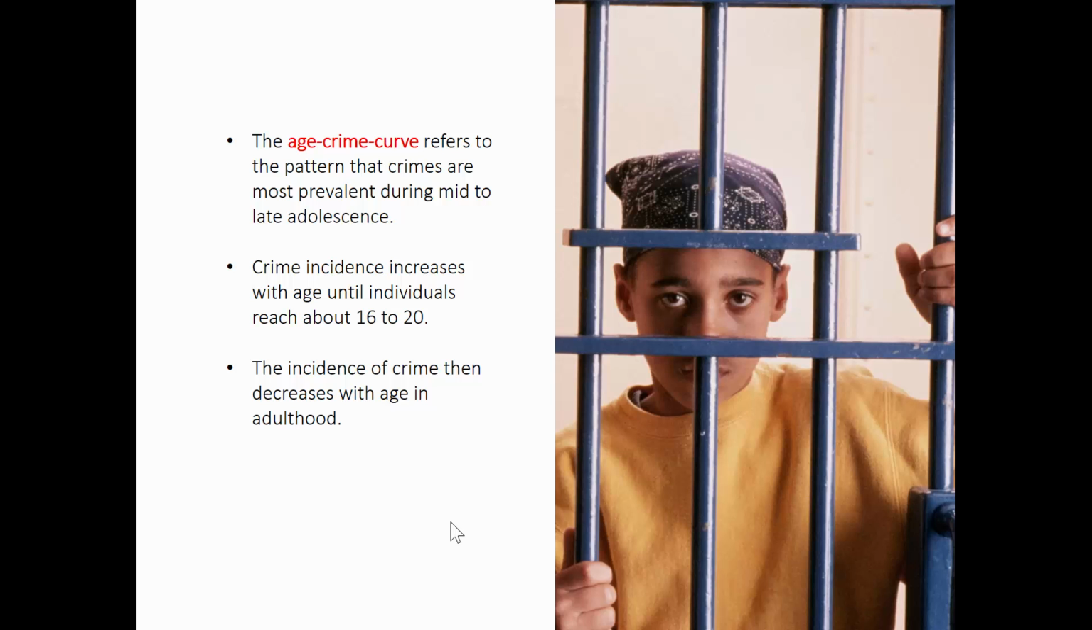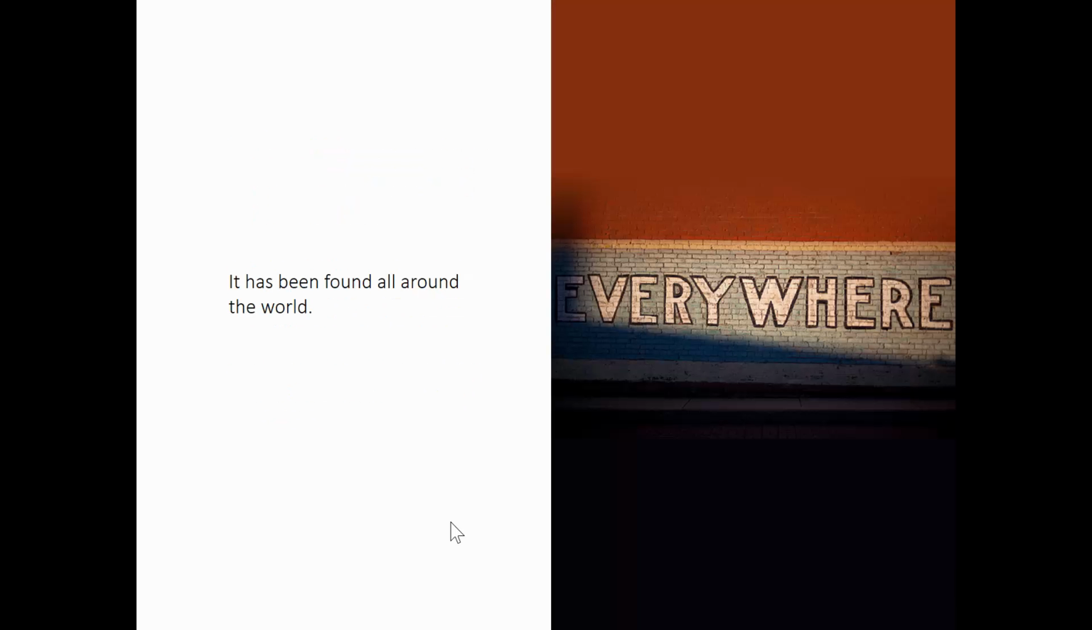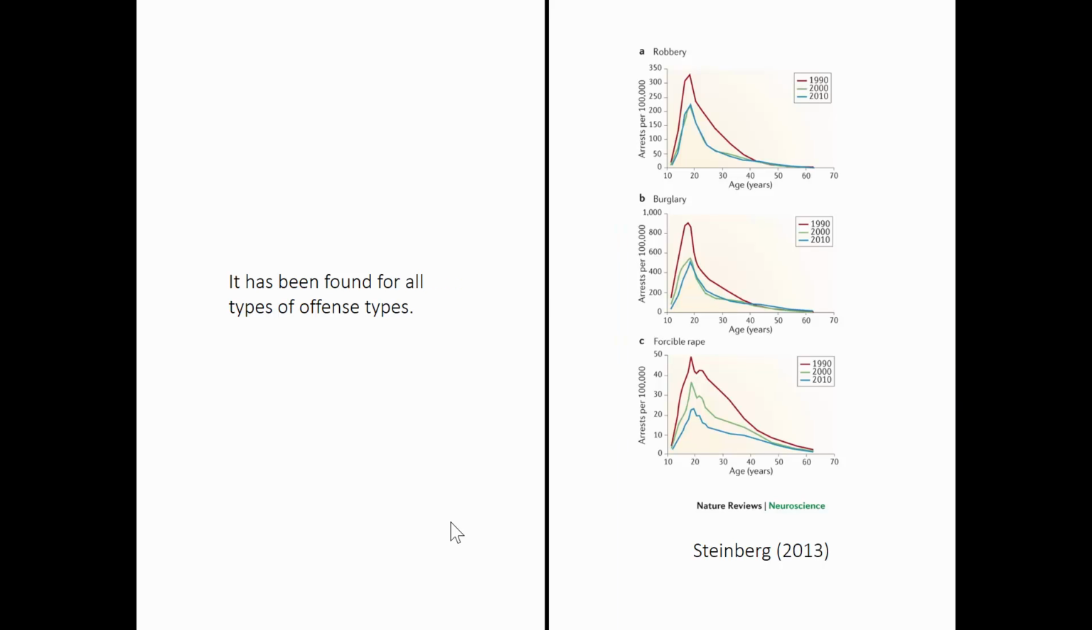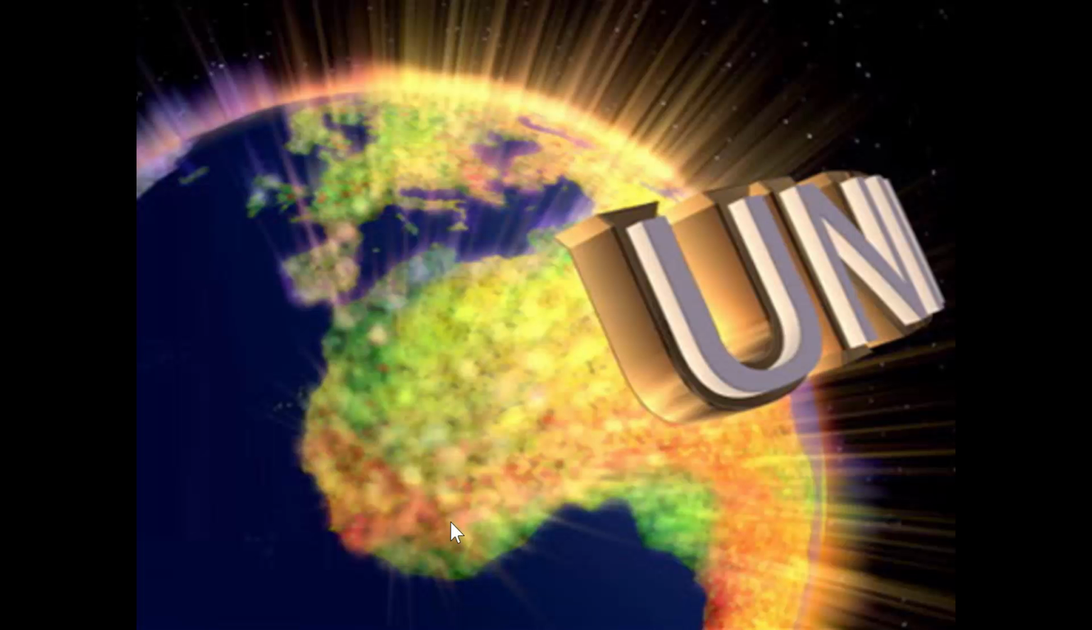Right? So this age-crime curve is very prevalent. As I said, it has been found all around the world. People did these studies. It has been found for all types of offenses. Now, these are different offense types, like burglary, rape, robbery. For all of them, it's maybe sometimes a little different, but the pattern looks strikingly similar. So this seems to be an incredibly universal phenomenon.